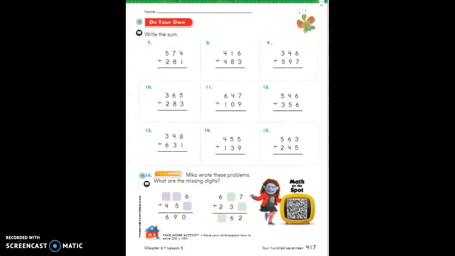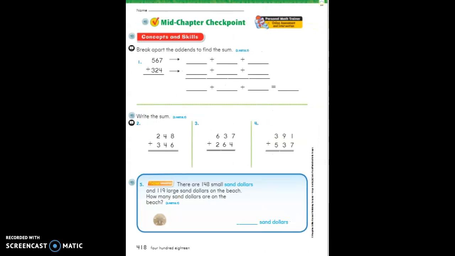All right, I'm going to flip the page to the next one, page 418. This is the mid-chapter checkpoint. Number 1, it says break apart the addends to find the sum. This is one way to add that we have not done yet in second grade. So we're just going to kind of skip that for now. We could add it the regular way. It's a little tight for me to draw the lines. We're just going to skip number 1, and let's go down to number 2.